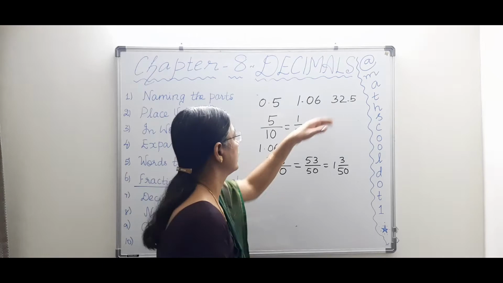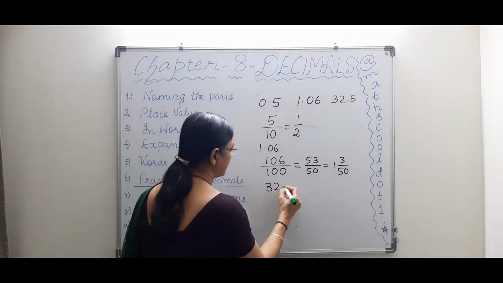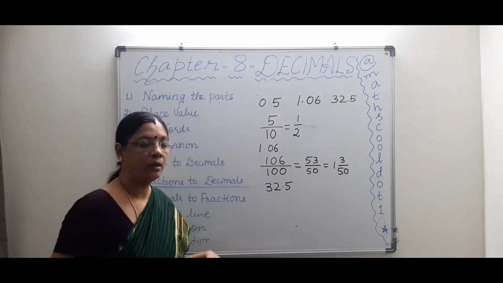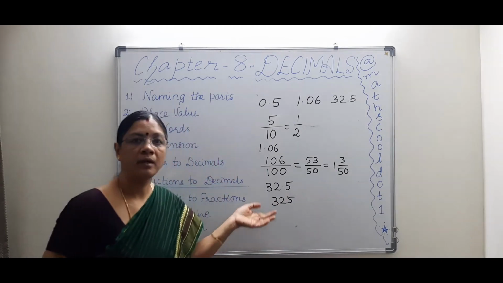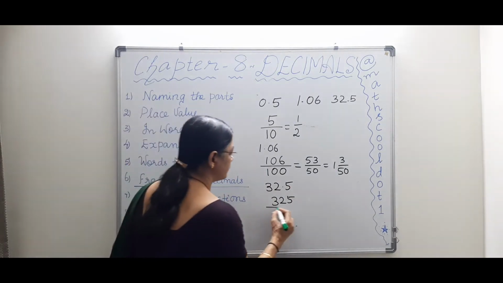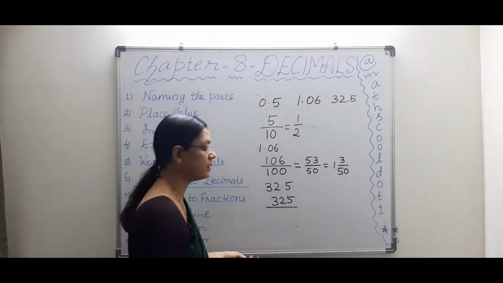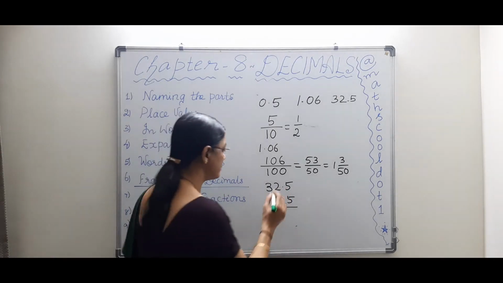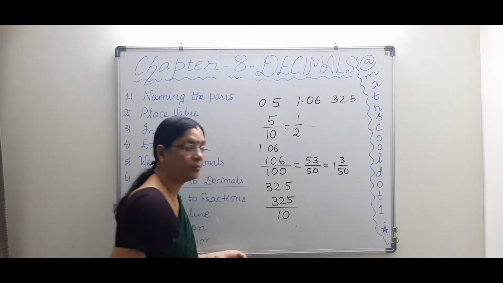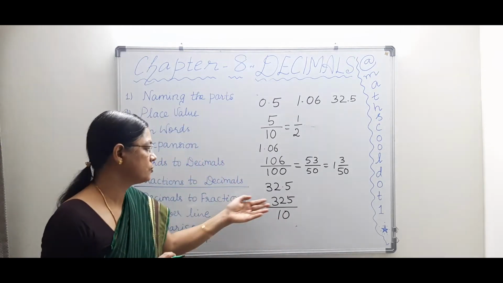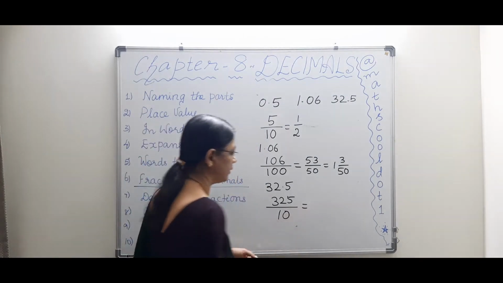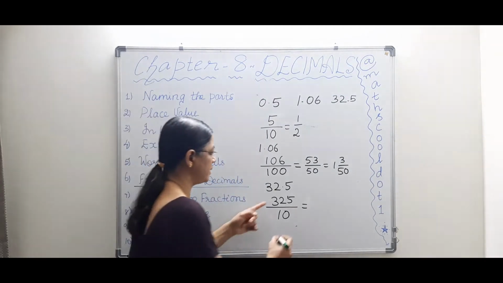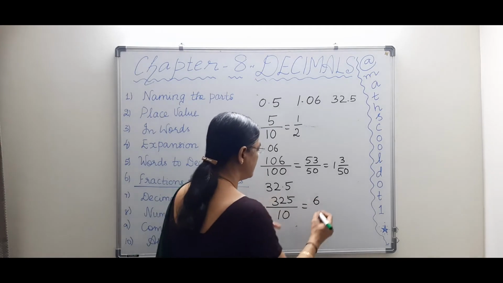Okay. So the next one is 32.5. Now what is the first step? I should write the numbers together. So write 325 as it is, divided by how many places are there in the decimal part? Only one number. So divided by 10. That's it. 325 divided by 10. I can divide this by 5, isn't it? Divisible by 5.